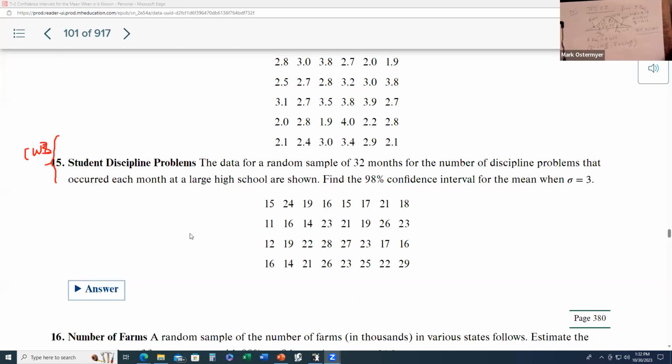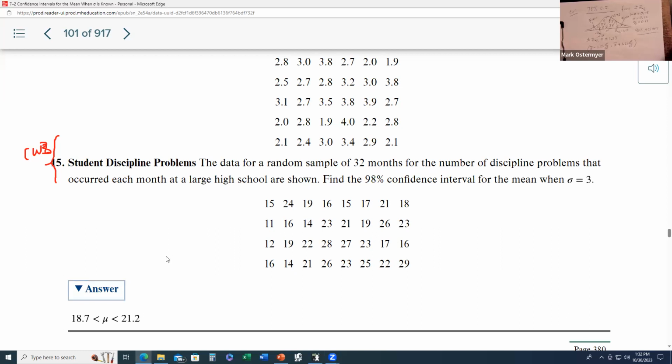Okay, so what would be the 98% confidence interval for the mean number of discipline problems that occur each month at a large high school? And the confidence interval should be from 18.7 up to 21.2. Did anybody get that there? After typing that data in, using a standard deviation of 3 for the population. Anybody get that? Yep. Okay.